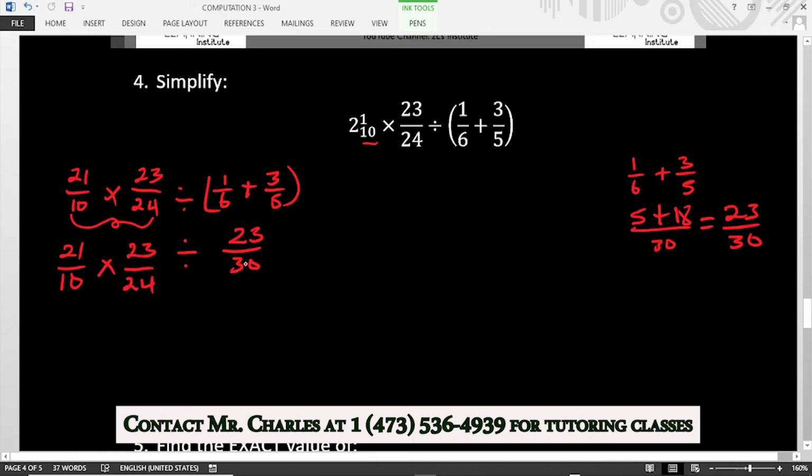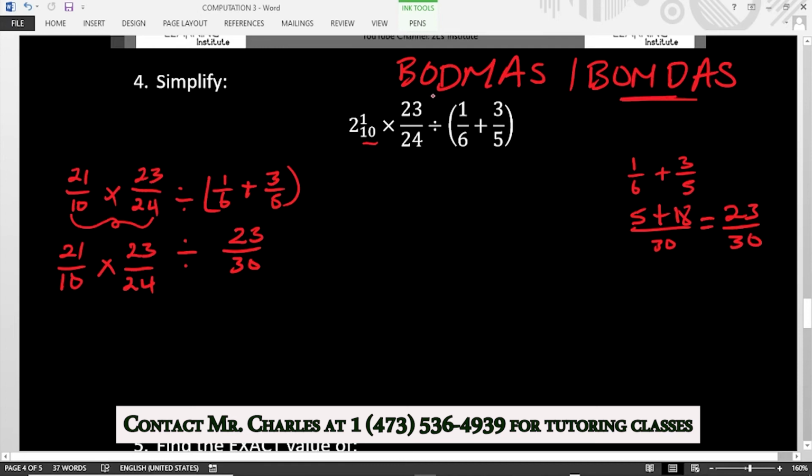The next thing is we have to continue following the order of operations according to BODMAS: bracket, order, division, multiplication, addition, subtraction. But we also have what we call BOMDAS. The basic difference between BODMAS and BOMDAS is the position of D and M, whether we do multiplication first in the case of BOMDAS or division first in the case of BODMAS.